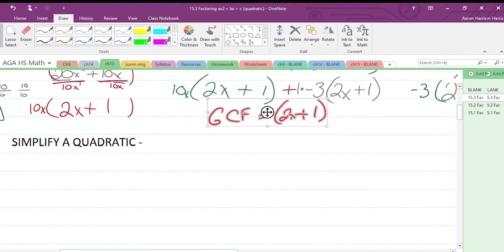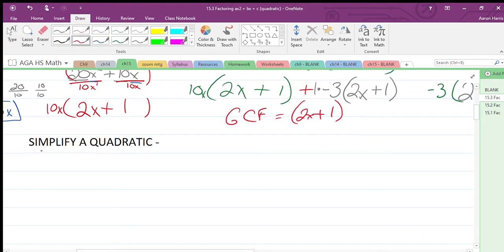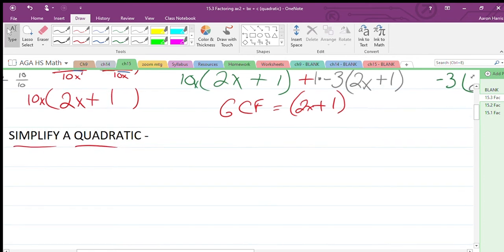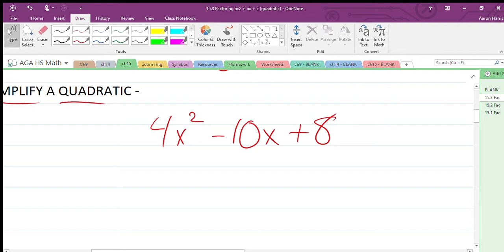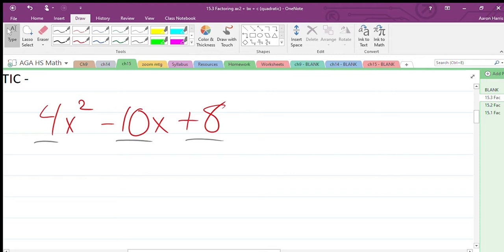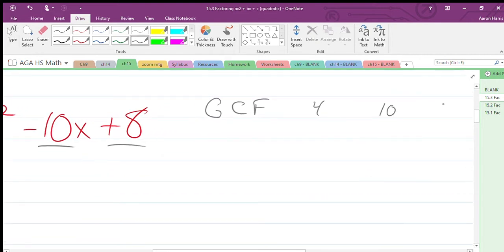Okay. What about simplifying a quadratic? Well, remember the first rule that we always have out of the 4 steps is always simplifying. So what if I gave you 4x squared minus 10x plus 8? Immediately you should see what? That there are all even coefficients and a constant. So what is the greatest common factor of 3 numbers? 4, 10, and 8.